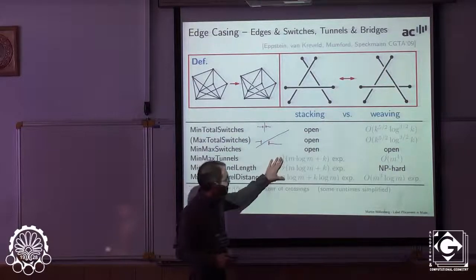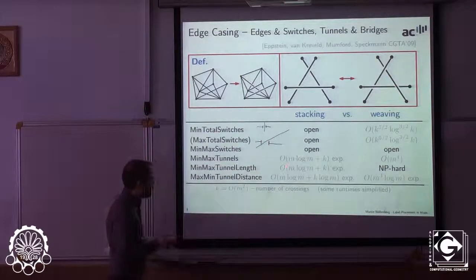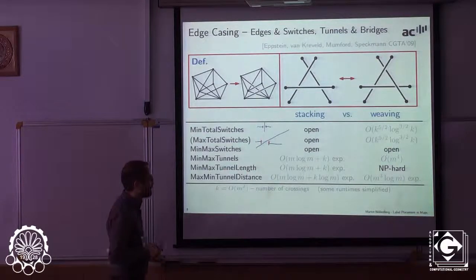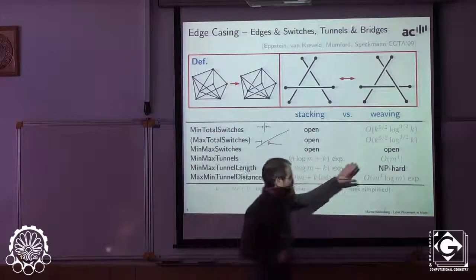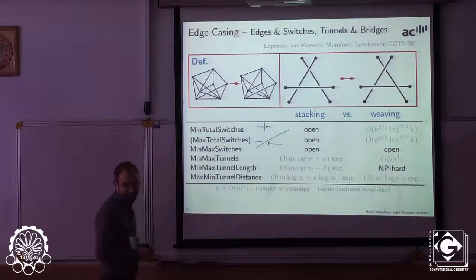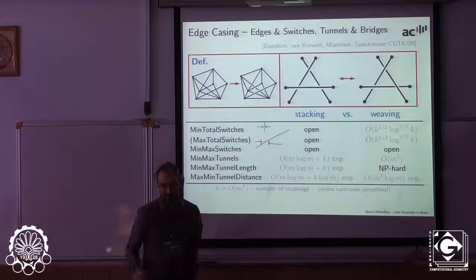Yeah? For the stacking model, there are efficient algorithms for doing that, but they are randomized, so they run in expected time. For minimizing the maximum tunnel length, they have a hardness proof in their paper, and the other two problems, they do have efficient algorithms. So if you like these kinds of drawings, then that's a good reference to look at, and there has not been much follow-up work on that part.